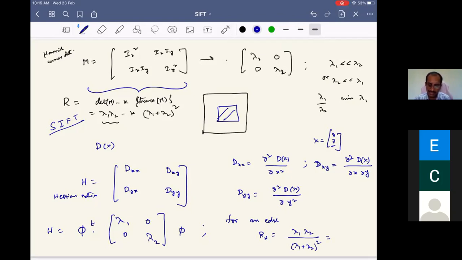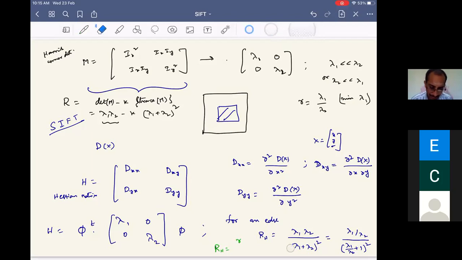If we consider this, we can also rewrite this as lambda 1 by lambda 2. I am just taking lambda 2 square out from the numerator and denominator. Lambda 2 plus 1 whole square, right? So I can rewrite the same like this. And if we write this lambda 1 by lambda 2 as small r, where the minimum eigenvalue is lambda 1, in such case r will be less than 1, right? So now this RH can be rewritten as small r.